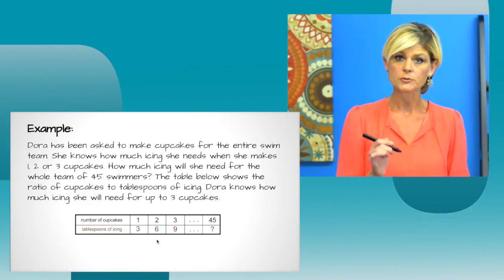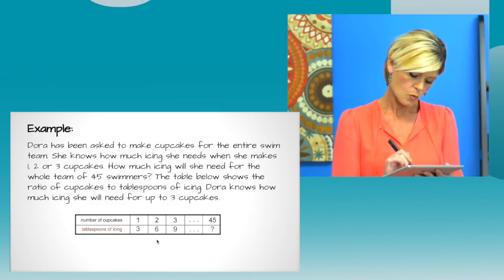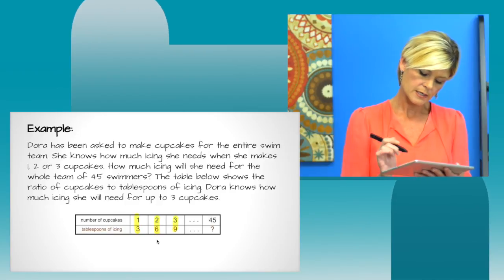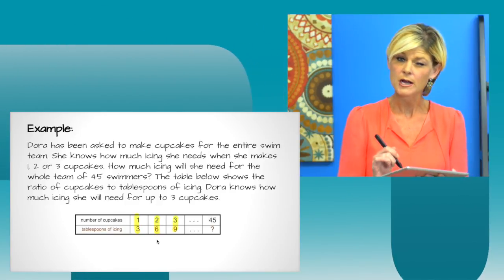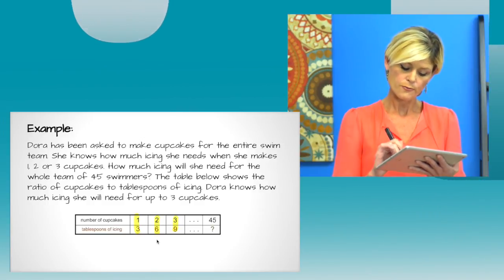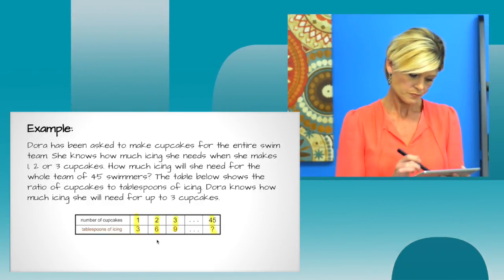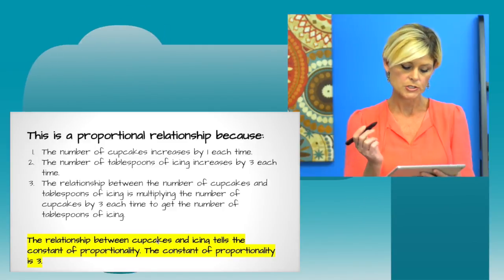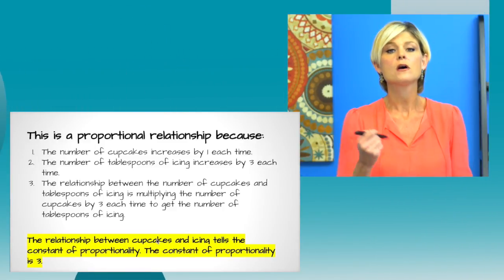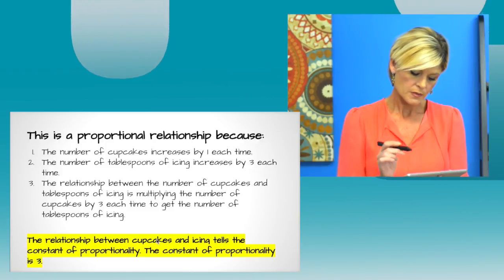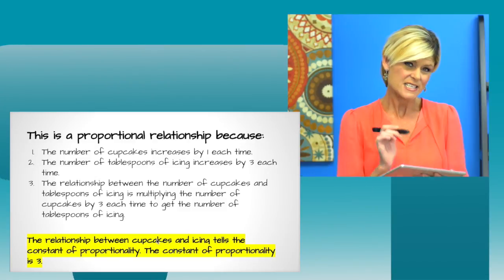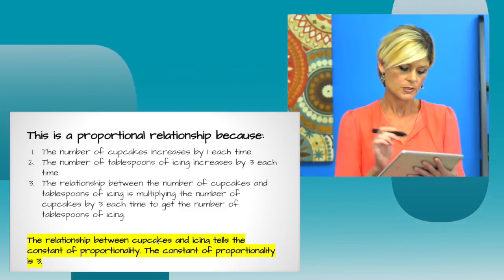So I put what we know so far in our table here. 1 cupcake takes 3 tablespoons, 2, 6, 3, 9. And the question is asking us to figure out how many tablespoons of icing we would need for 45 cupcakes. So the first thing we need to do is identify and kind of prove the fact that this table does have a proportional relationship. So let's think about those 3 tests that we did before. And it does, in fact, pass all 3 of those tests.